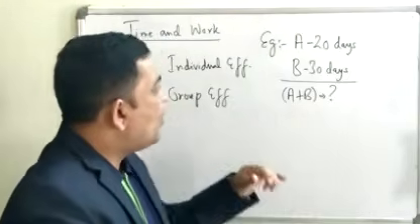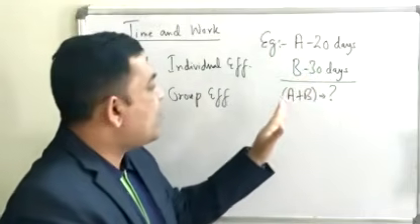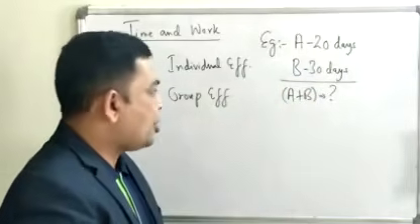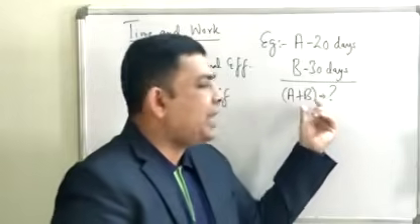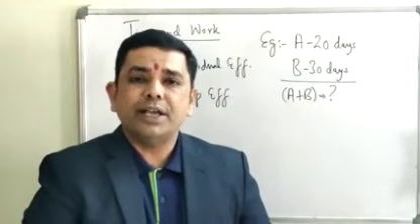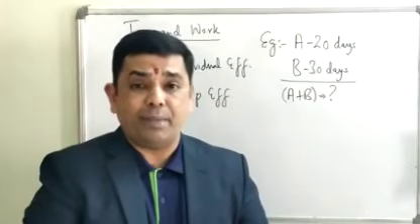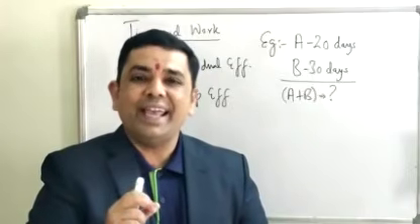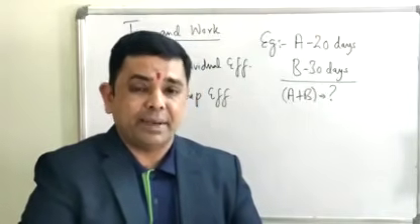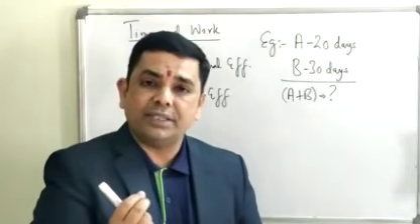Now, A is able to complete a task in 20 days. B is able to complete the same task in 30 days. The question is, in how many days will A and B be able to do it together? Students, we have all done such questions using what is called the unitary method. In one day, A will be able to do how much of the task? And similarly, in one day, B will be able to do how much of the task?